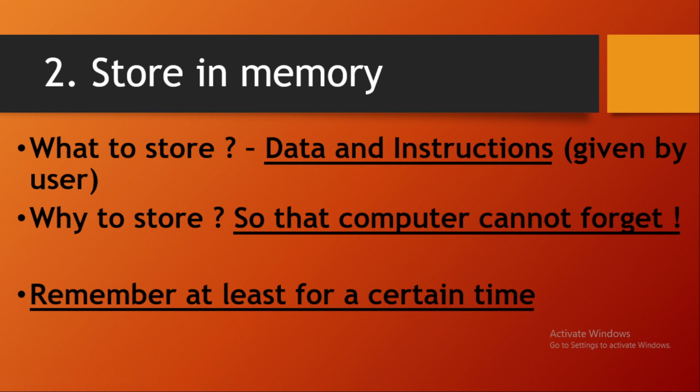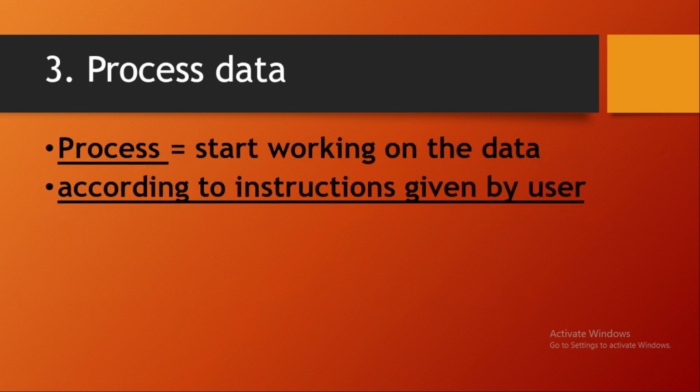If a human doesn't store data and instructions or any kind of information in his mind, then what is the use? Similarly, a computer always has to store data and instructions given by the user in the memory. Let it be temporary memory, or at least for a certain period of time. It has to remember that information for a certain period of time. So that is the second thing a computer does, store in memory.